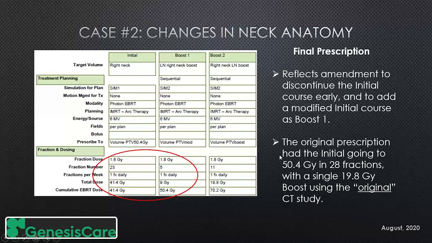So the original prescription had the initial going to 50.4 gray in 28 fractions with a single 19.8 gray boost using the original CT study, not a re-sim, but the original. And you can see in the prescription here, sim 2 and sim 2. So he did re-simulate this patient for both boosts.